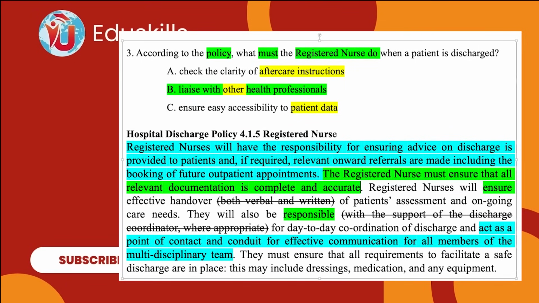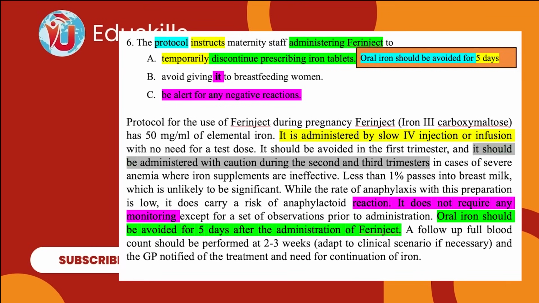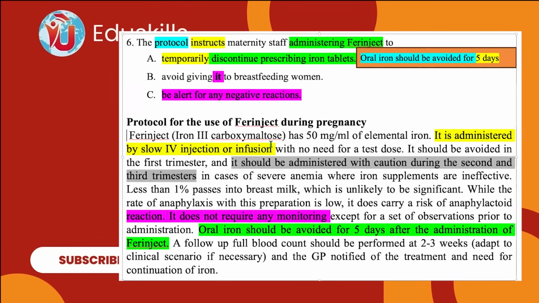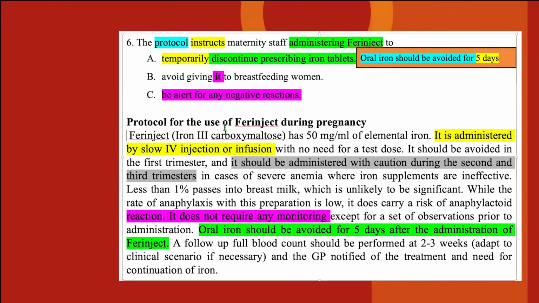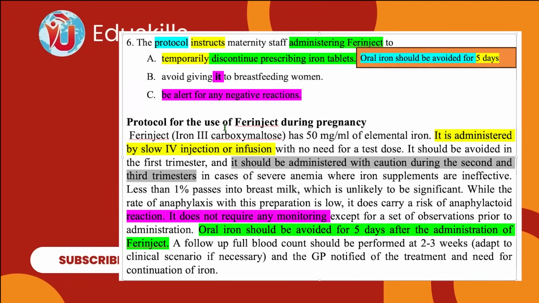Further, can you explain the last slide, the 6th one? The protocol instructs maternity staff administering Ferinject to temporarily discontinue prescribing tablets, avoid giving Ferinject to breastfeeding women, be alert for any negative reactions. Protocol for the use of Ferinject during pregnancy. Now, who is given Ferinject? Maternity staff is giving. To whom? Who is given? Not who is giving. During pregnancy means pregnant woman, right?